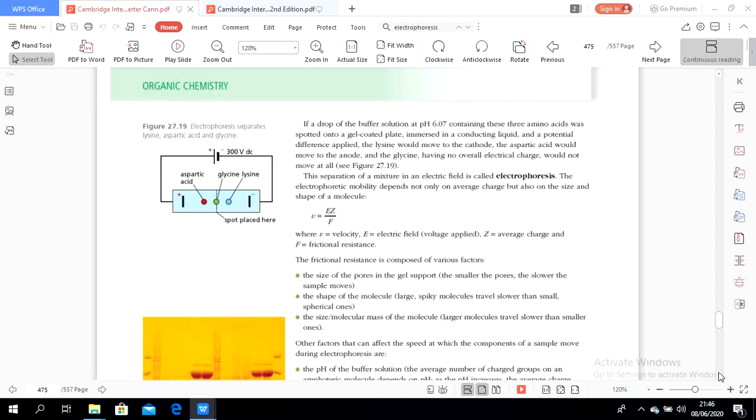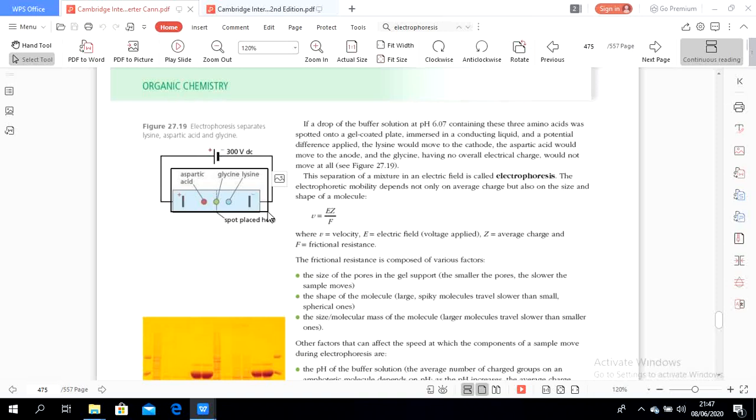Okay. And then the glycine, having no overall electric charge, would not move at all. It is written here, lysine would move to the cathode. As we can see here, this is how electrophoresis looks in a simple diagram. So lysine will move to the cathode. We know the cathode in electrolysis would be called the negative side.